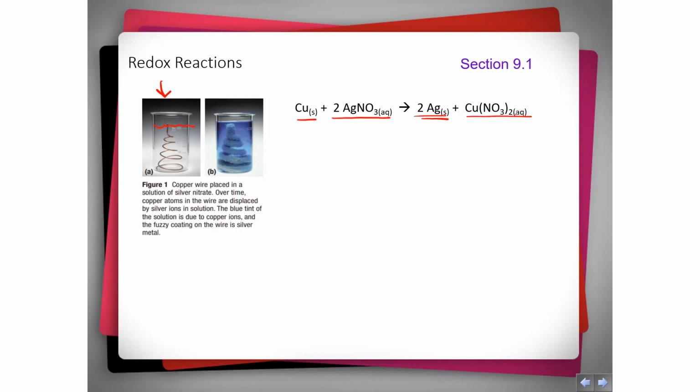So hopefully you realize that this is a salt and this is a salt. So I'm going to take this reaction and break it down into all of its ions. Copper solid will just be Cu. I can put the solid. AgNO3 is going to be silver, which is 1 plus, and nitrate, which is 1 minus. There are 2 of those, there are 2 of those. And that's going to result in silver solid plus copper ions.